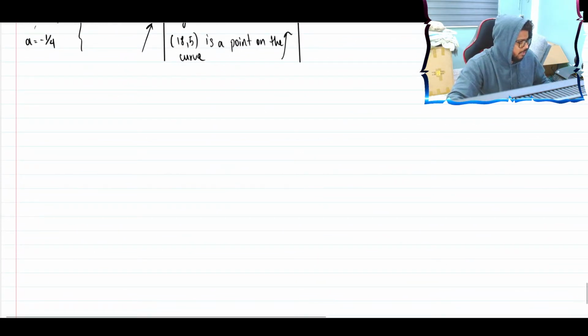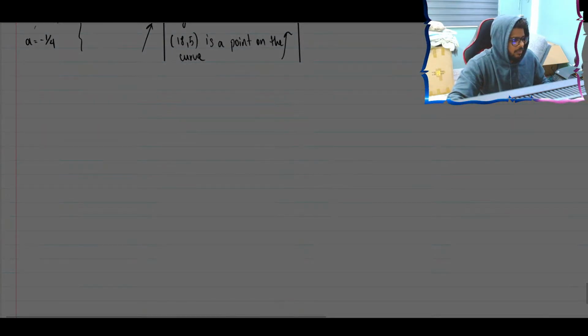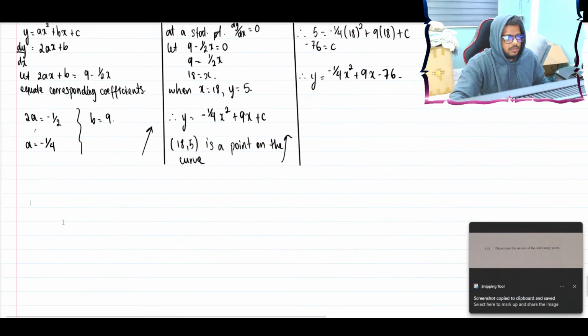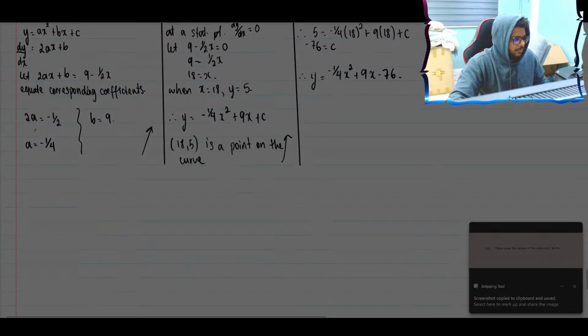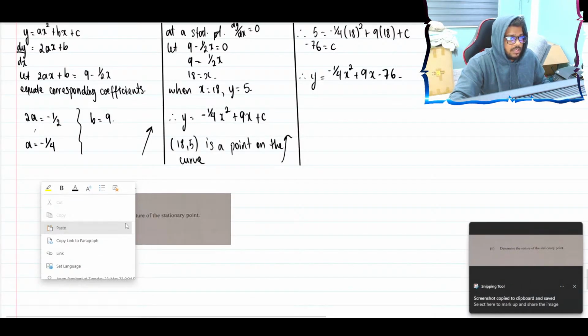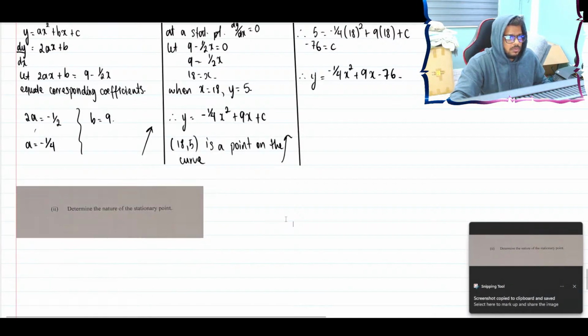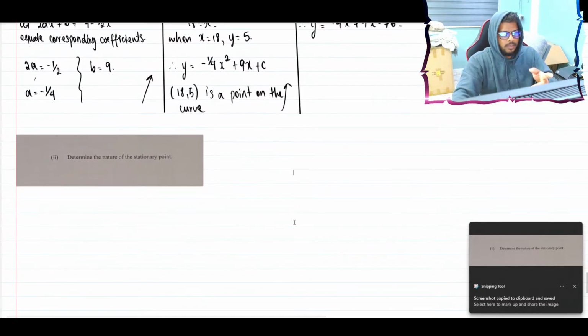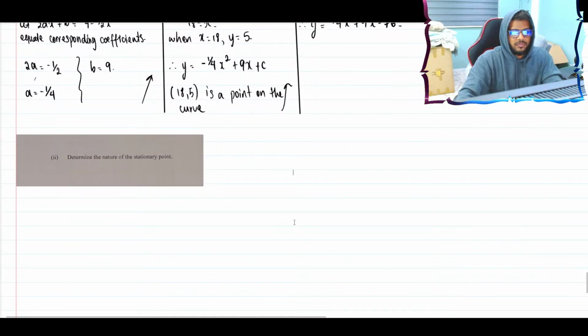Next, determine the nature of the stationary points. Well, we could use our sense. We could use the brain. We can simply say that the coefficient of x squared is negative. So therefore, this is a maximum point.